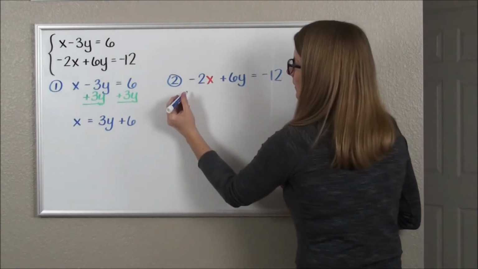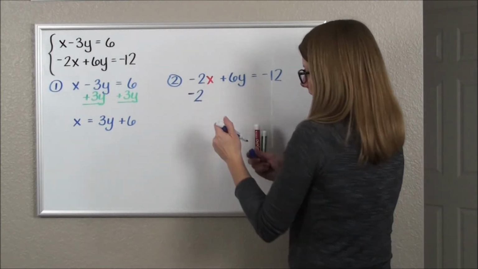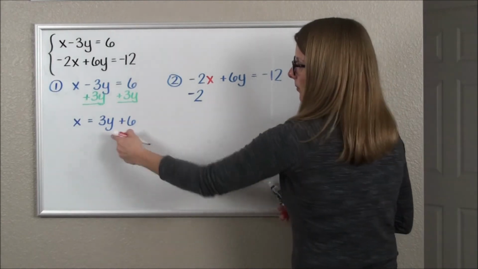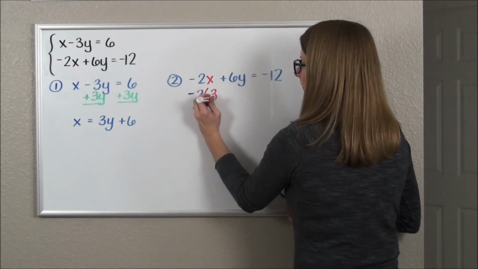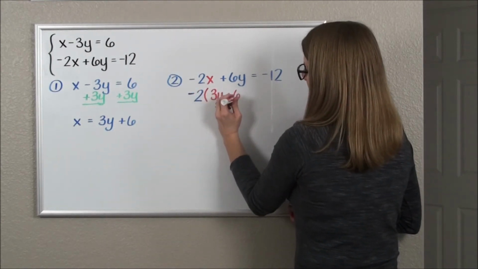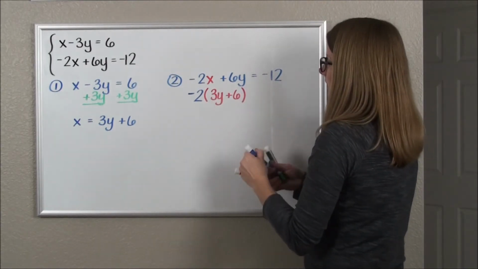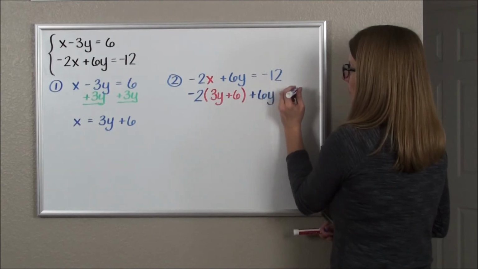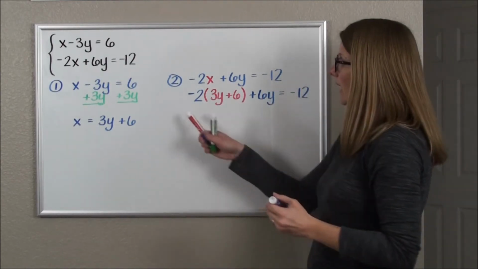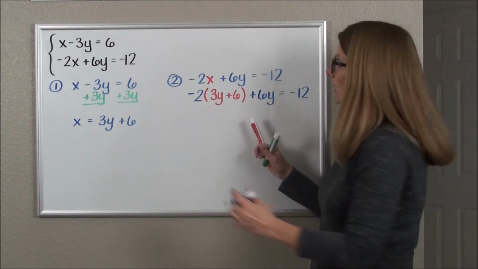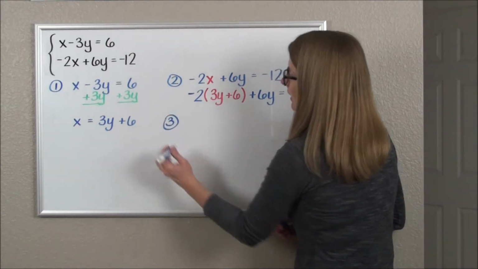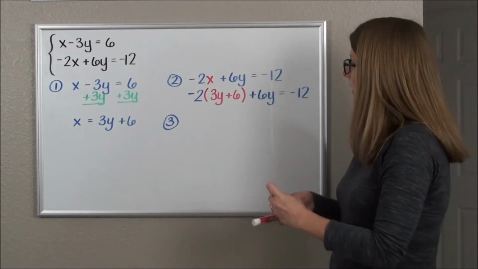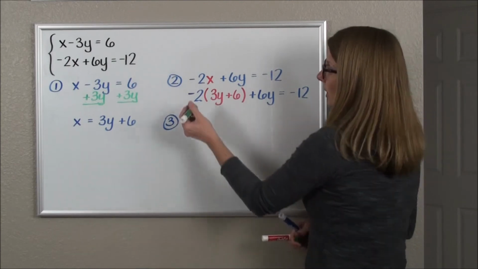So I'll have negative 2, and then instead of x, I will see 3y plus 6, and the rest of this stays the same. So I'll still see the plus 6y equals negative 12. Now I've got one equation with just this one letter to solve for. Here comes step 3. I want to find what y equals. And so first I need to release y from the parentheses.